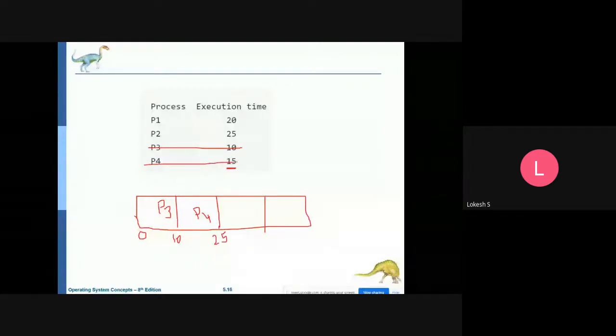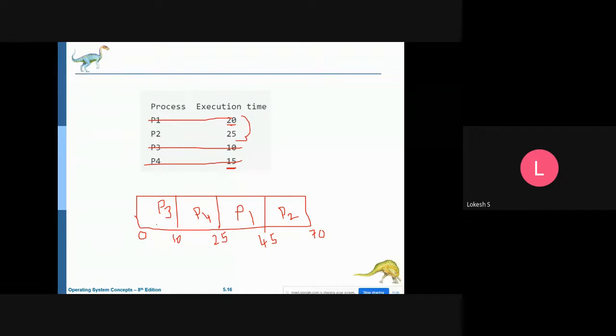Next, you have two processes. Among these, P1 is less, so P1 will execute. It has 20 burst time. 25 plus 20 is 45. Then you have only one process, P2. 45 plus 25 is 70. So this is the Gantt chart you are going to find.